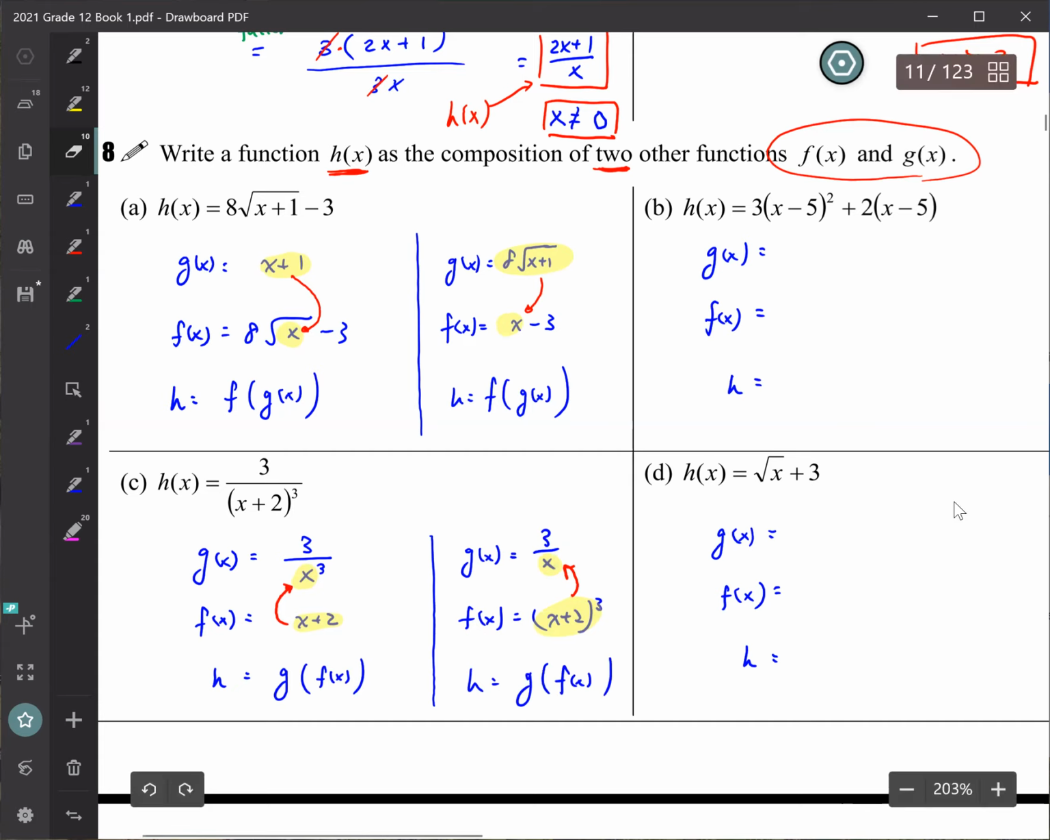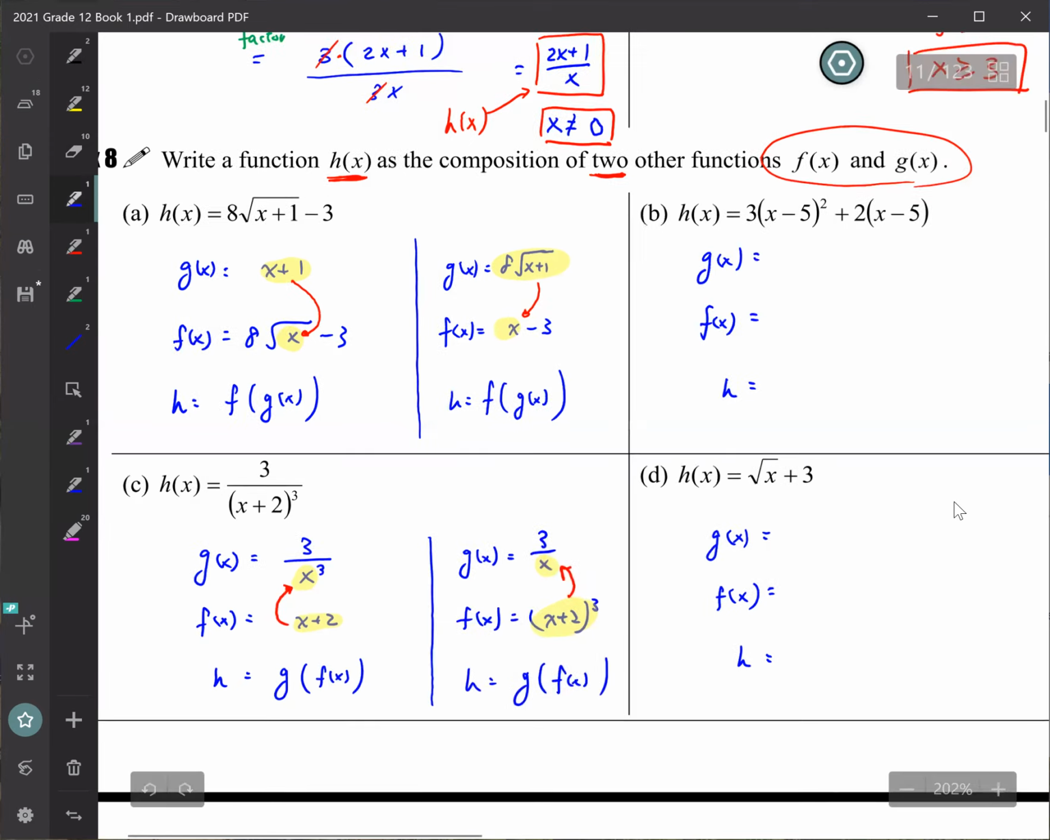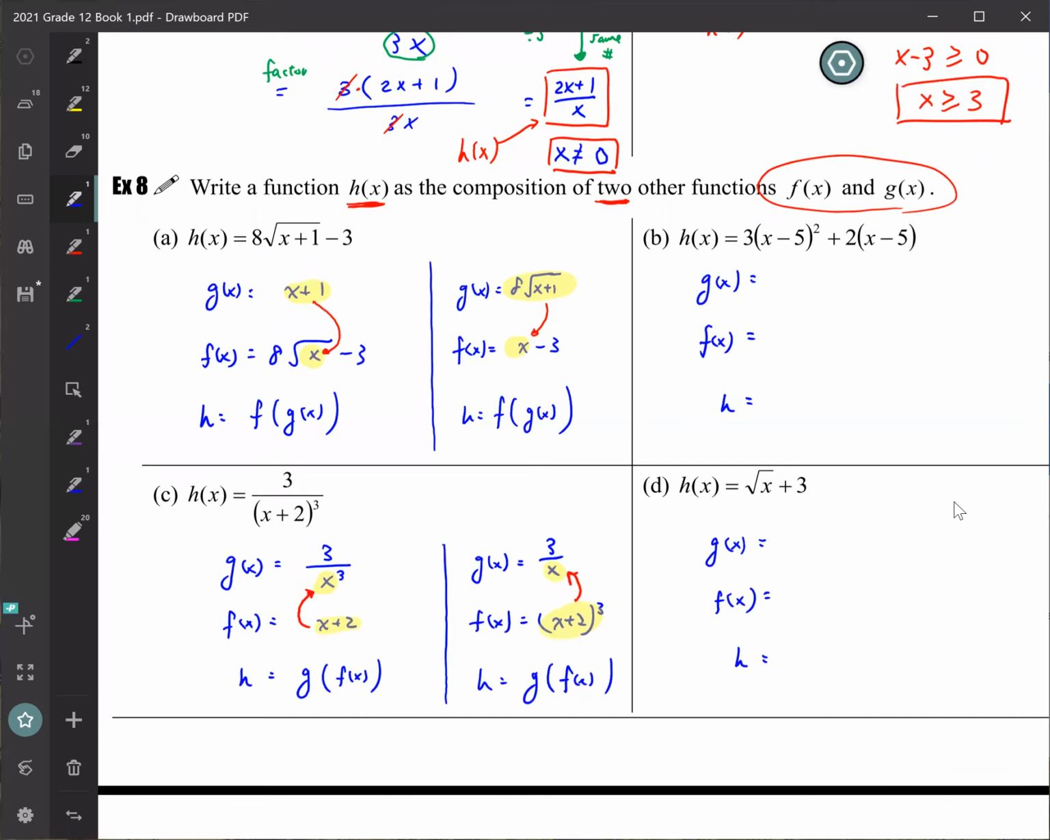Okay, Jocelyn, are you done question B yet? Yeah. What's your choice for g of x and f of x? For g of x, I got bracket x minus 5 bracket squared. Okay, like that? Yeah. And for f of x, I got 3 plus 2. Like that? Yeah. Okay, so no x at all for f of x.